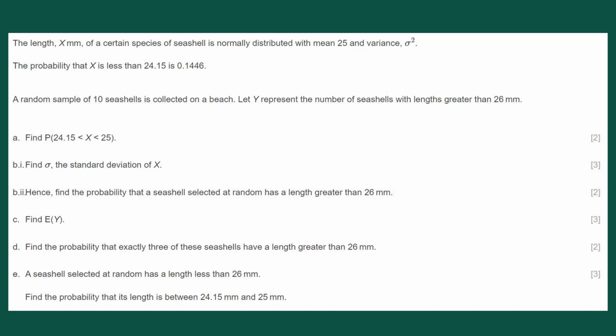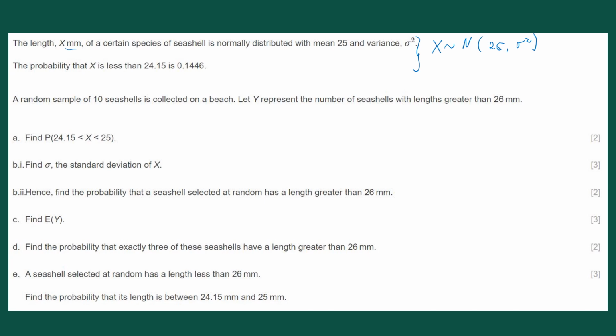The length x millimeters of a certain species of seashell is normally distributed with mean 25 and variance sigma squared. The probability that x is less than 24.15 is 0.1446. This problem is normally distributed because we have here the length and it's a continuous variable. So it's normally distributed with a mean of 25 and a variance which is unknown.